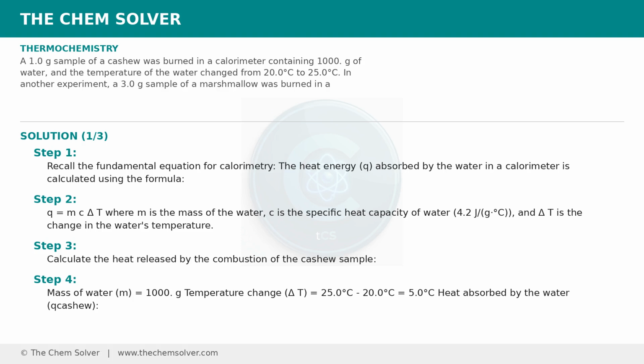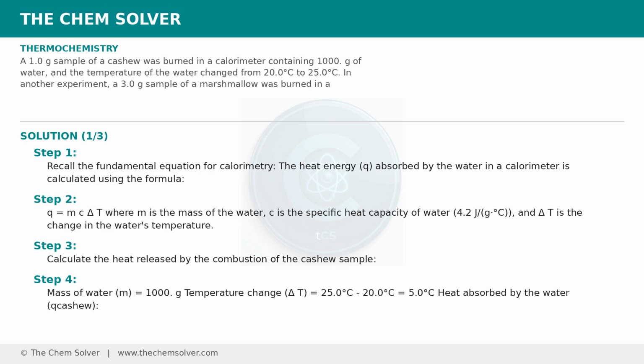Recall the fundamental equation for calorimetry. The heat energy, Q, absorbed by the water in a calorimeter is calculated using the formula Q equals mcΔT, where m is the mass of the water, c is the specific heat capacity of water, 4.2 J/g·°C, and ΔT is the change in the water's temperature. Calculate the heat released by the combustion of the cashew sample.